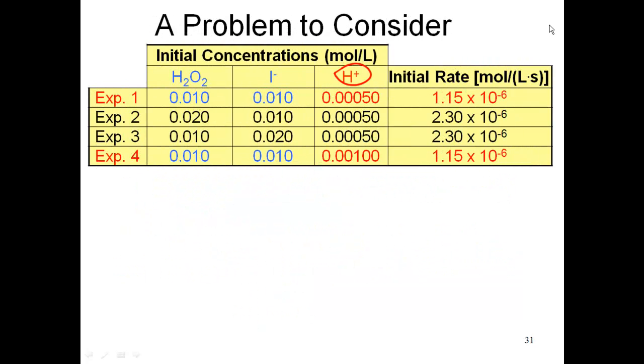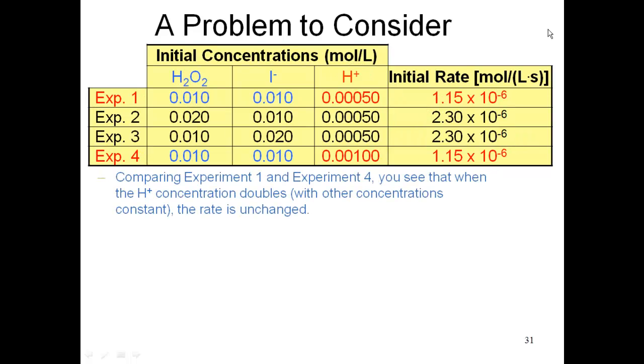Last, let's look at H plus. I need to pick 2 experiments where I hold H2O2 and I minus constant. That's going to be experiments 1 and 4. We can see they hold constant, so anything that happens with my H plus will be shown in my rate. Okay, so we're going to take experiments 1 and 4.